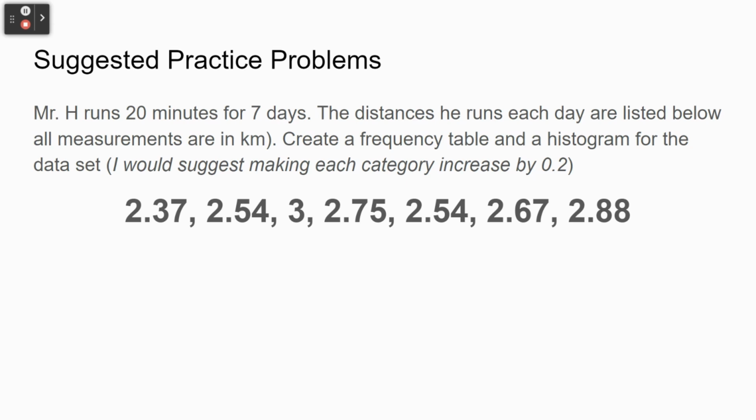I'll give you a hint on this one just because you're dealing with decimal values here. I would suggest making each category of your frequency table increase by 0.2. So maybe start at like 2, go up to have a category that's like 2 to 2.2, 2.21 to 2.4, or 2.41 to 2.6, etc. That I think might help you with this one. But give it a try. You can use a different range if you want. So yeah, pause the video, and good luck.